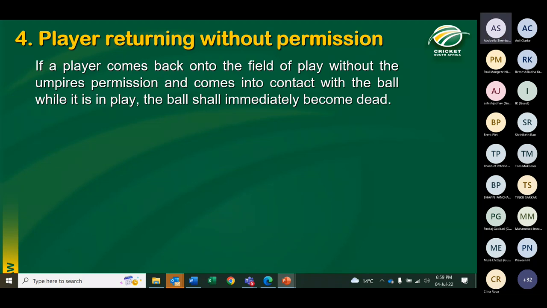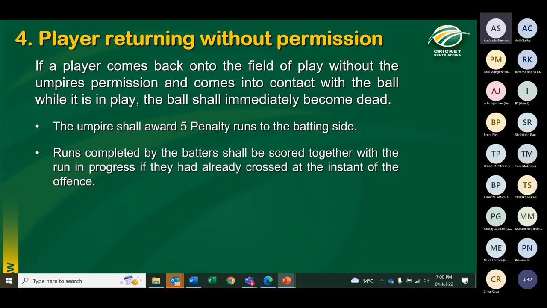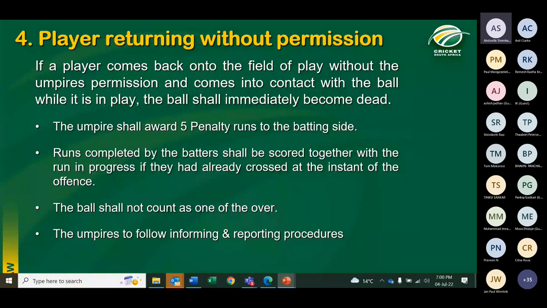So what happens? That player comes onto the field of play without either of the umpires' permission, and as soon as that player comes into contact with the ball while it is in play, the ball shall immediately become dead. The umpire shall award 5 penalty runs to the batting side. Runs completed by the batters shall be scored together with a run in progress if they cross at the instant of the offence. The ball shall not count as one of the over. The umpire shall inform everyone. The captains will inform and report this to the governing body.